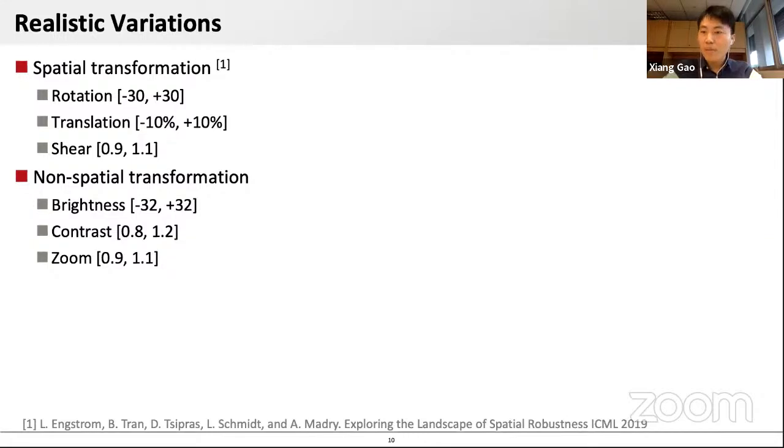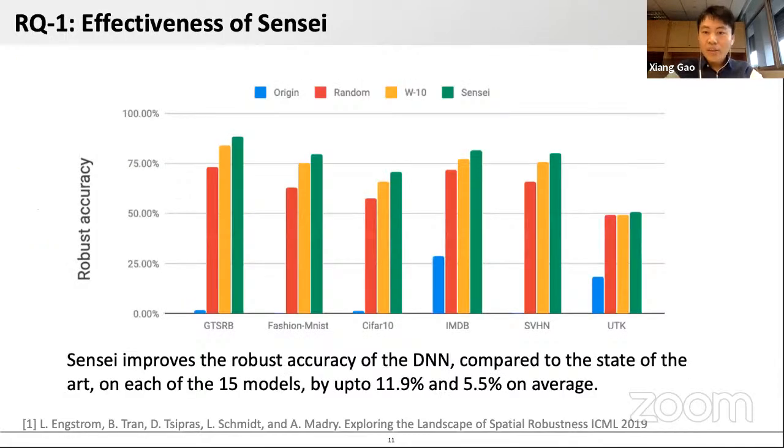We choose the transformation parameter according to existing papers. The transformation parameter makes sure the variations are still valid images. For instance, we restrict the rotation range from minus 30 degrees to 30 degrees to make sure the rotated images are still valid. To evaluate the effectiveness of Sensei, we compare it with several baselines.